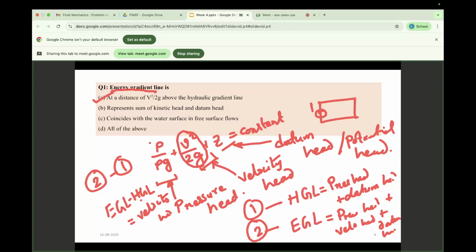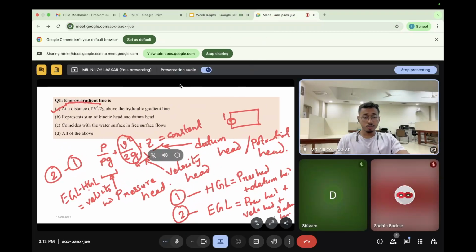So is this concept clear to you, both of you? Just let me know whether this concept is clear to you. If there is any question or any doubt about this, please let me know. So basically the hydraulic gradient line represents the pressure term plus datum head, that means the potential term, whereas the EGL represents the summation of all these three heads. So Shivam and Sachin, is it clear?